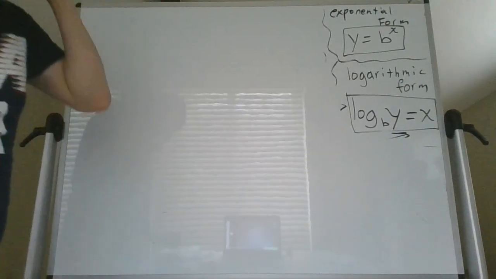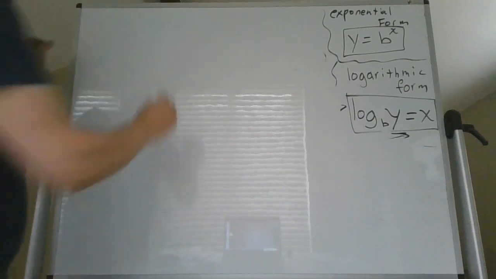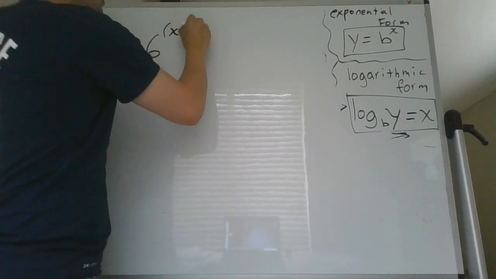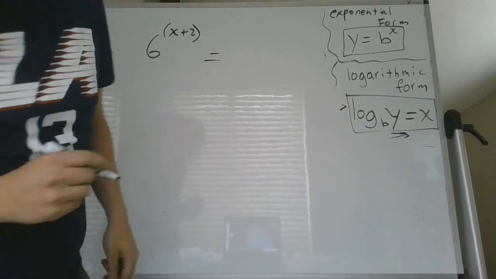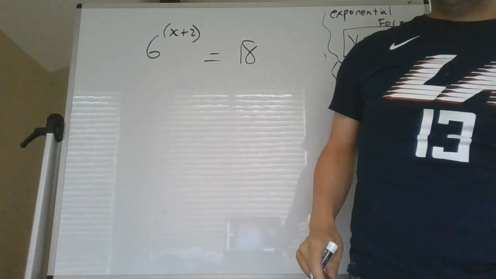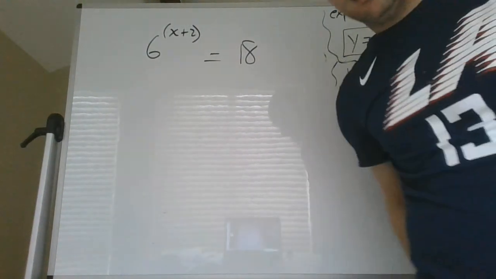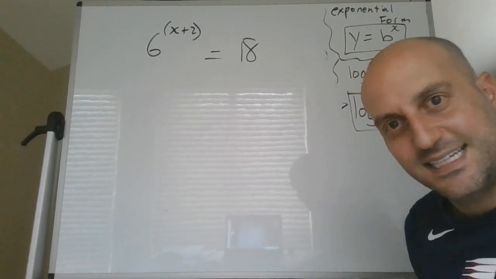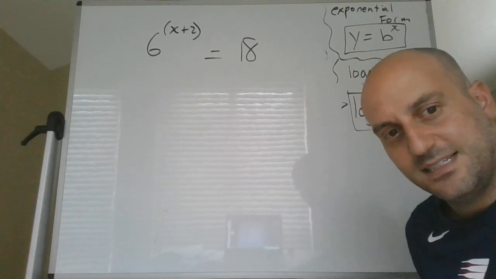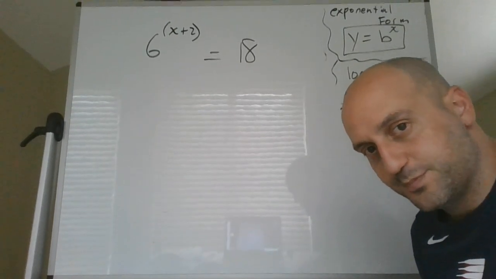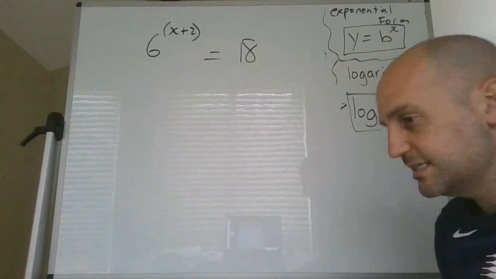So what if we do this? 6 to the power of x plus 2 equals 18. Uh-oh. That looks a little more complex. Doesn't look fun. Well, there's a couple ways you can do this problem. One way I'm going to show you guys is this.